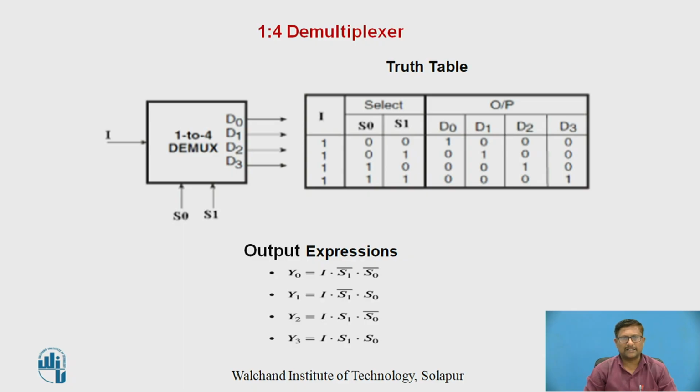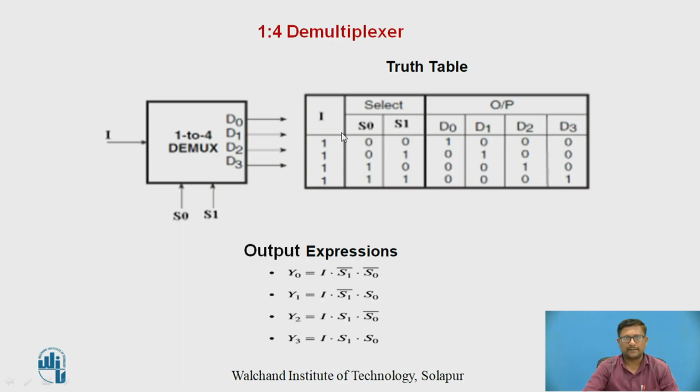So this is the basic diagram of the demultiplexer, where the input is only one, that is I, and we are getting four output lines named D0, D1, D2 and D3. The input will be transmitted from the input line to an output line based on the status of the select lines. S0 and S1 are the select lines. Based on their values, the input will be transmitted from the input line to the output line.